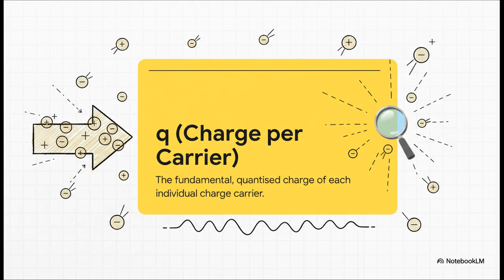And finally, there's Q, the charge on each carrier. And hey, we've already met this guy. It's that fundamental quantized packet of charge that each and every electron carries.